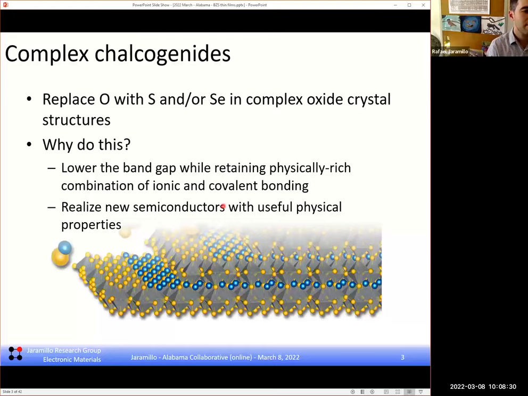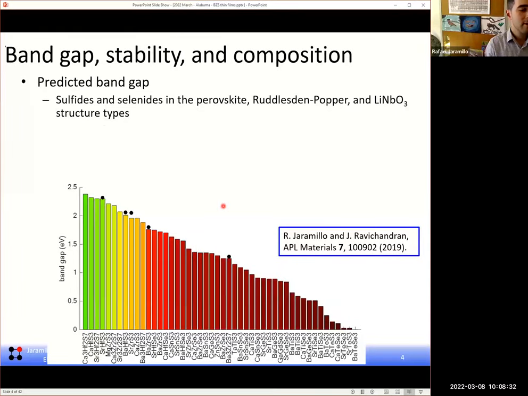So that's pretty broad. Here's a little bit more detail. There are a number of theoretically predicted chalcogenide perovskites. What I've done here is I've taken theoretical predictions and I've put them simply on a number line, ordered by band gap. No special meaning to this other than that they're ordered by band gap. And these are all the literature had to offer recently on sulfides and selenides in the perovskite, Ruddlesden-Popper, and lithium niobate structure types.